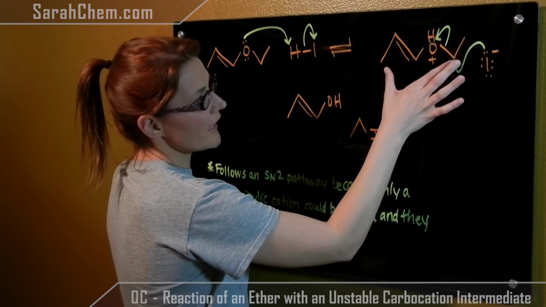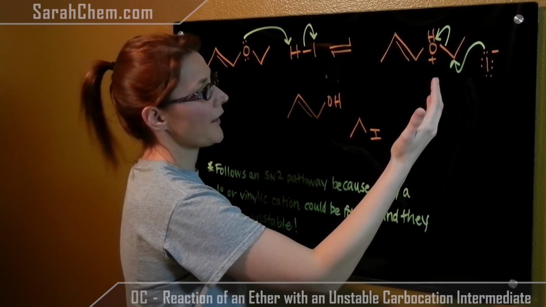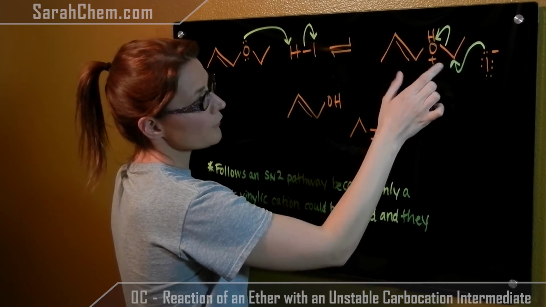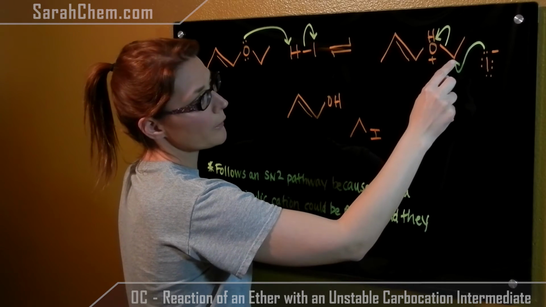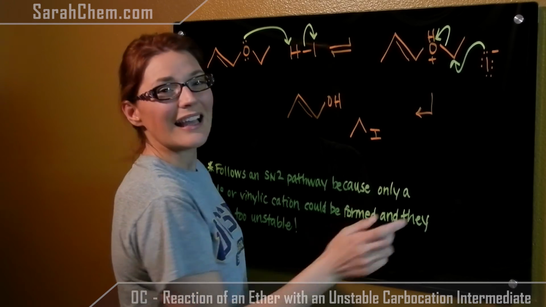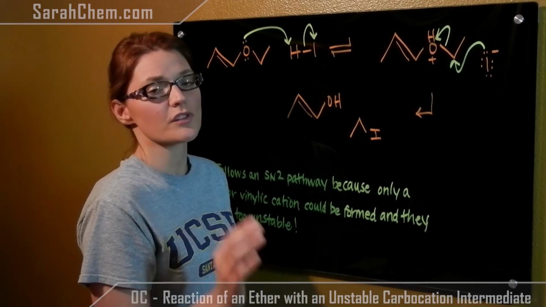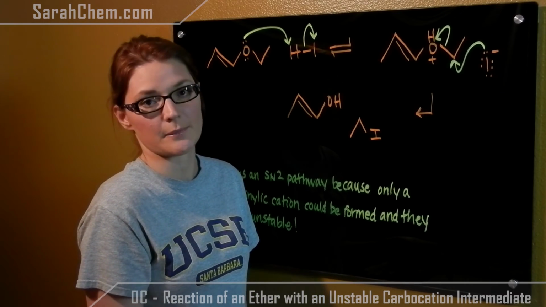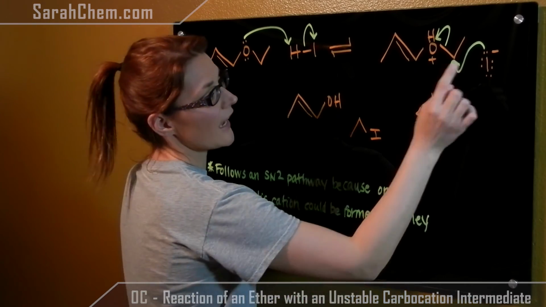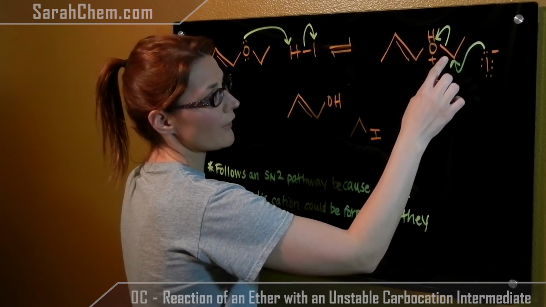Now, if we take a look at the possibility of a carbocation being formed, we could either form a vinylic cation or we would form a primary carbocation. Neither one of those is very stable, so this cannot do the SN1 mechanism. What that means then is that the iodide group has to come and attack the carbon.